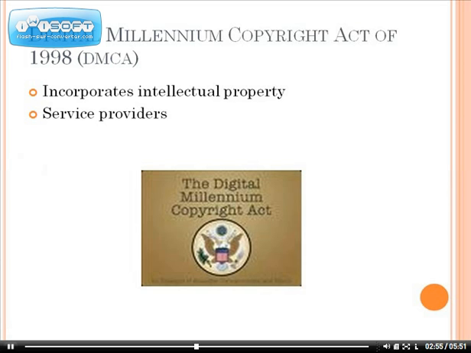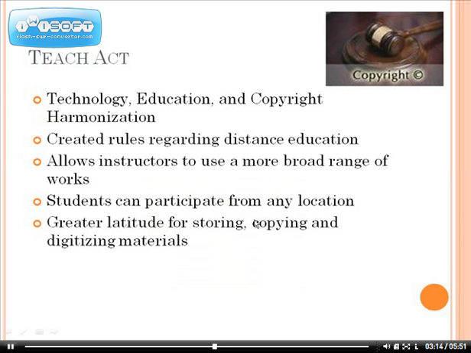DMCA Title II also addresses faculty members at nonprofit educational institutions. In certain circumstances, if the higher education institution has met the requirements of educating faculty and students regarding copyright, the university cannot be held liable for infringement. This brings us to the TEACH Act. TEACH standing for Technology, Education, and Copyright Harmonization.